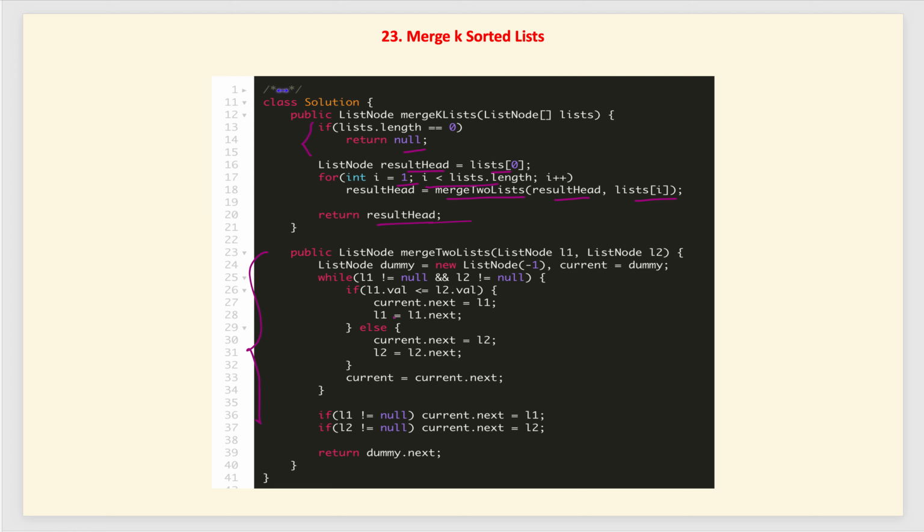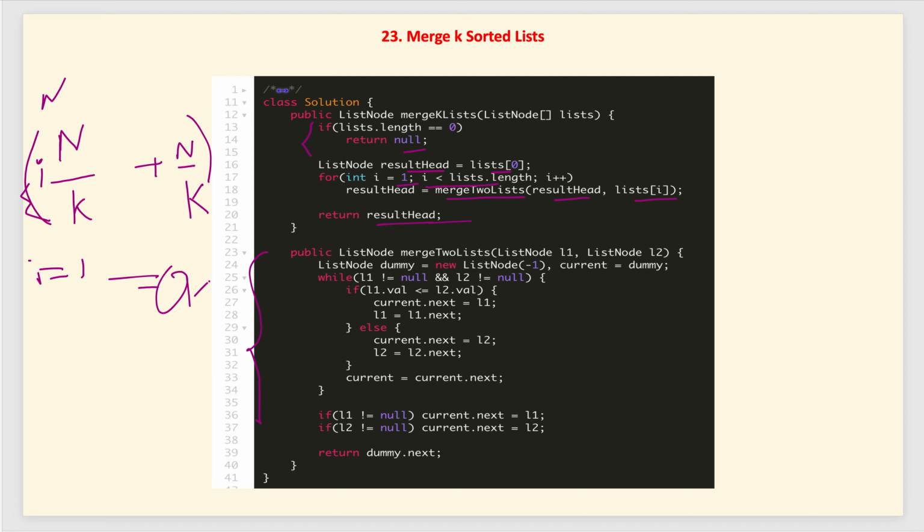Now what will be the time complexity of this solution? That is a little tricky to calculate. Let's understand: the total number of nodes in our k lists is n. So the average length of each list will be n by k. We will merge two lists at a time, so this will be n by k plus n by k, and we do this for all i from 1 to k. If we do the summation of this, it will become O of kn.